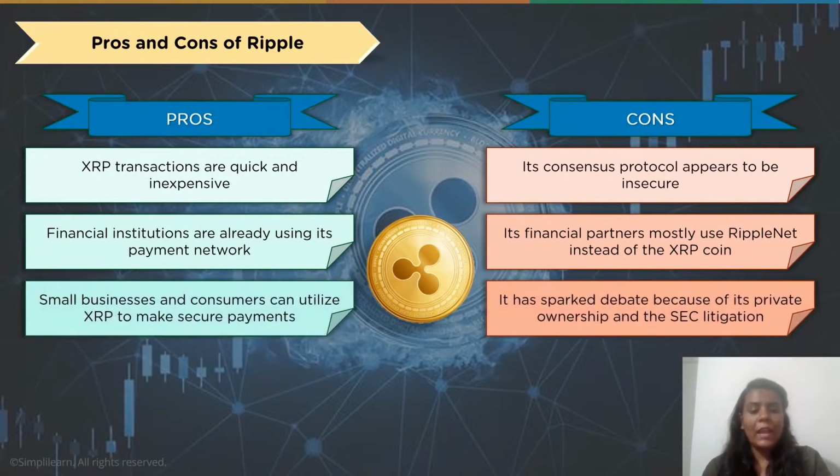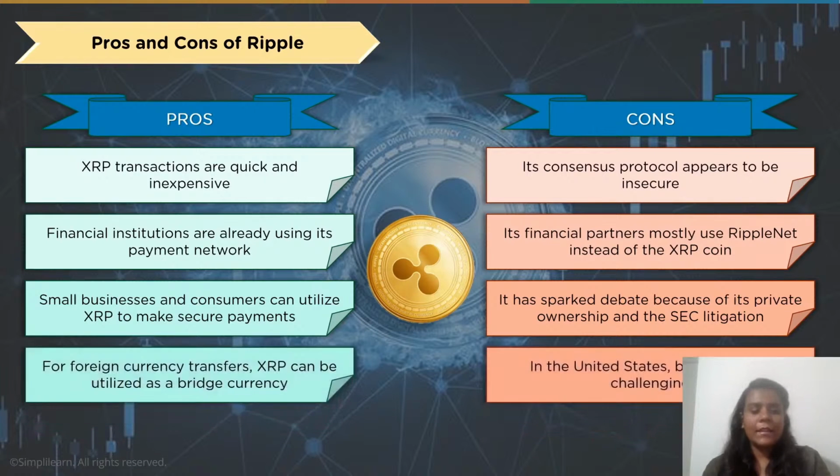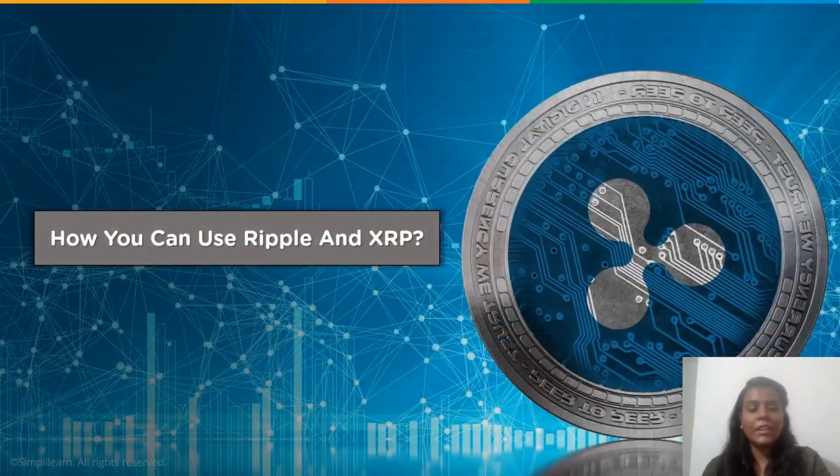Next we have, small company owners and individuals can utilize XRP to make safe money transactions. Yet because it is administered by a private corporation and because of the SEC litigation, Ripple has sparked debate. And for foreign currency transfers, XRP can be utilized as a bridge currency. But in the United States, buying XRP is quite challenging. So now that we know its pros and cons, let's have a look at how you can actually use Ripple.